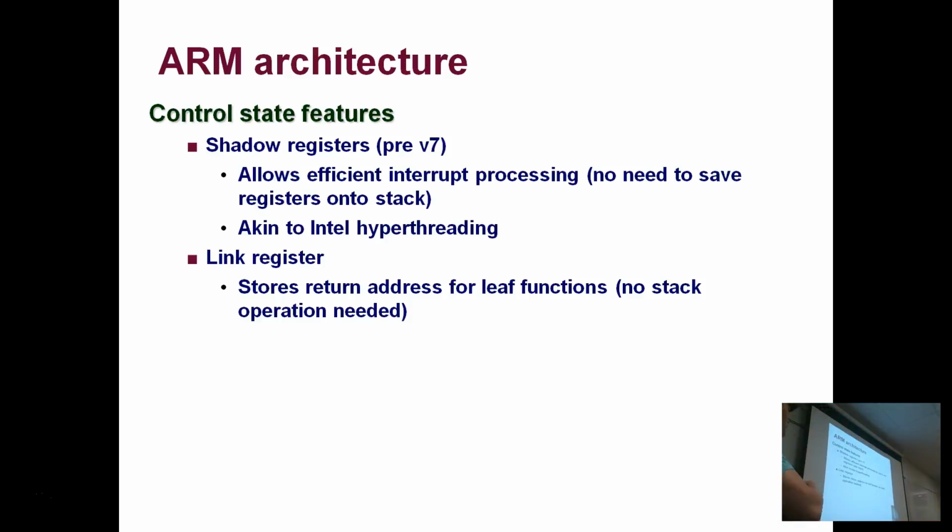Control state features that are interesting. It's got these shadow registers. We talked about shadow registers before when we talked about hyperthreading. It's very similar to Intel's hyperthreading. If your process is running and all of a sudden you get an interrupt and you need to switch over to exceptional processing, typically you have to save the register state of the process that you're interrupting. That typically would go onto the stack in memory. And of course, that's not what you want because memory is typically slow. So they built in these shadow registers so that you can basically flip the register set. 2 sets of registers, and you flip which one you're using based on the interrupt. So it's akin to Intel hyperthreading.